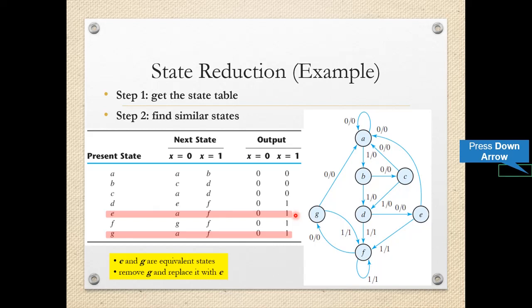E and G are equivalent states. So out of these two, we will remove one. Even if this G is removed, then also the functionality of this state diagram will remain unchanged. Even if this G state is removed, then also the functionality will remain the same.